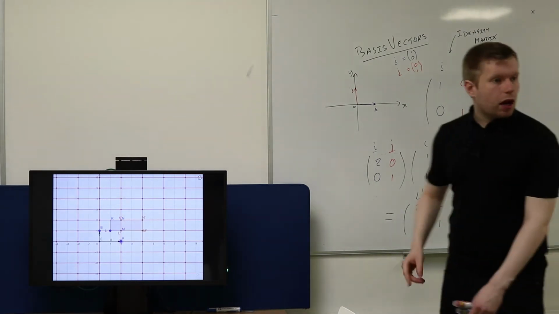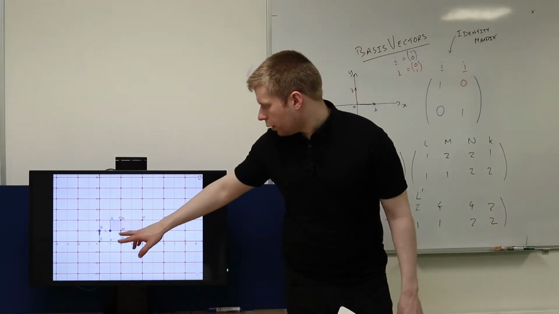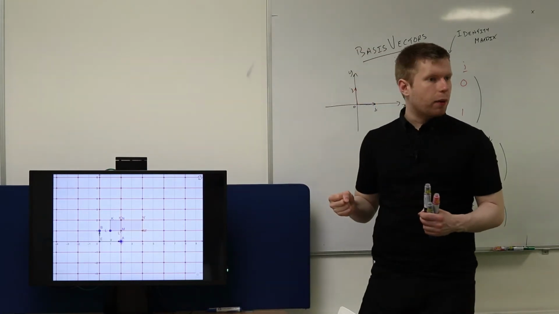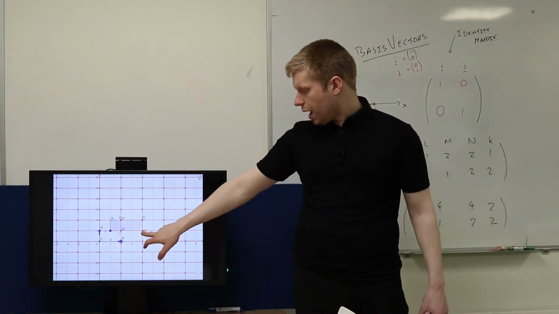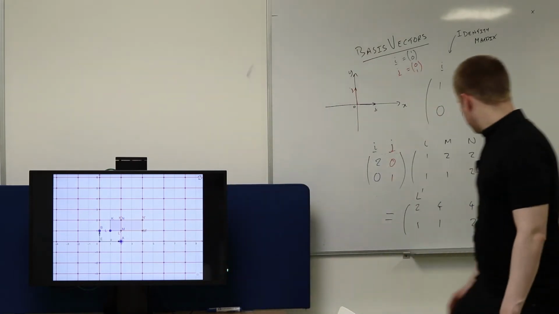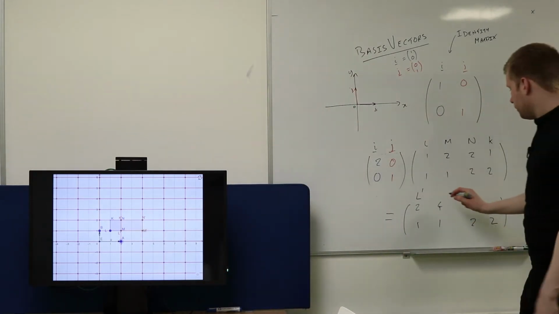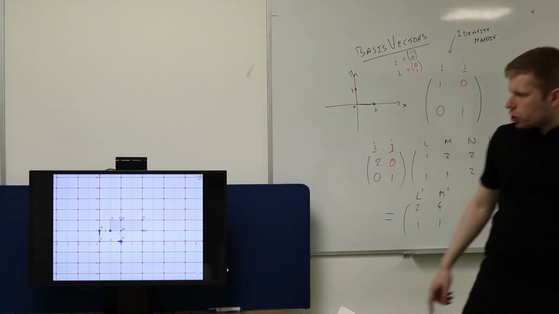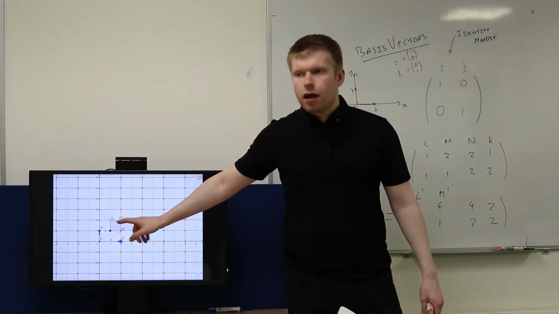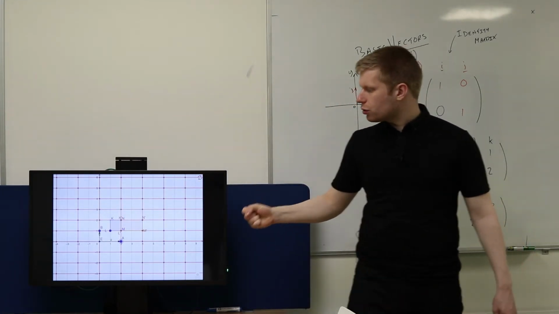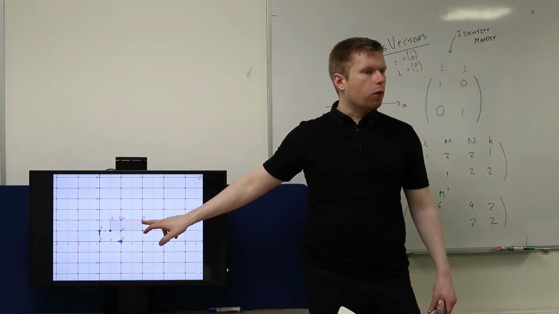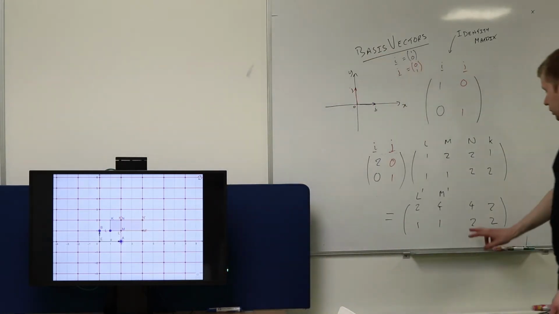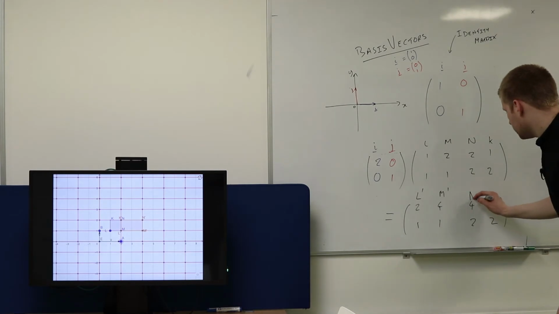Where does M end up? He was at 2, 1, so he was there. Where does he end up after I've stretched the entire thing that way by 2? He ends up there, right? At 4, 1. So that's new M. Okay. Where does N end up? So N was at 2, 2. N was up here. After you stretch the entire thing by 2 in that direction, what are the coordinates of N? 4, 2, right? So that's new N.